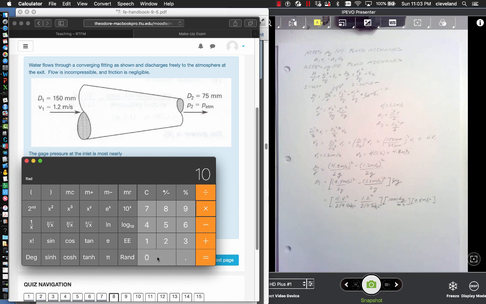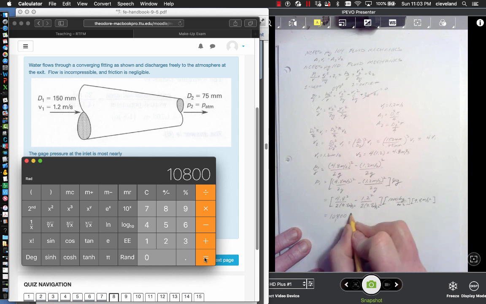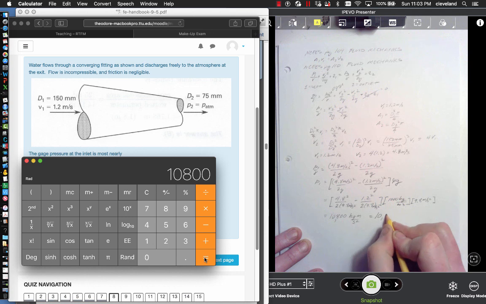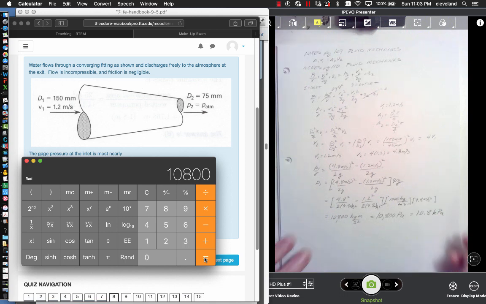Times 1, 2, 3 times 9.8, and we have 10,800 kilogram meters per second squared, which is 10,800 pascals, which is 10.8 kilopascals.